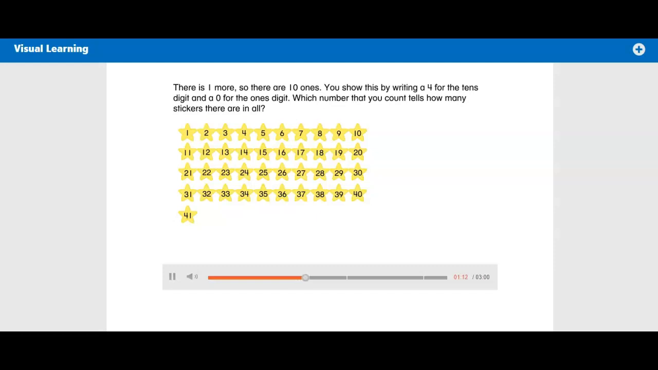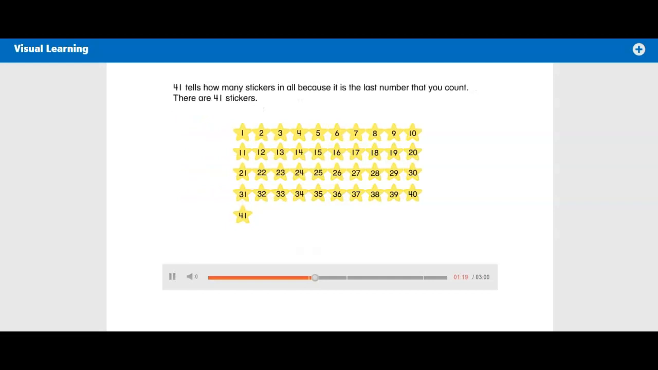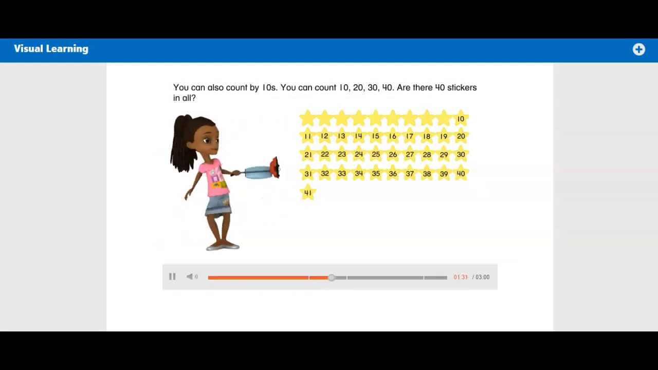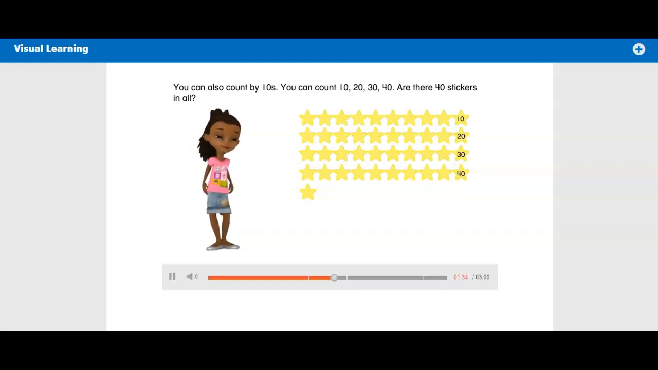Which number that you count tells how many stickers there are in all? Select your answer. There are 41 stickers in all. "41" tells how many stickers in all because it is the last number that you count. There are 41 stickers. You can also count by tens. You can count 10, 20, 30, 40.